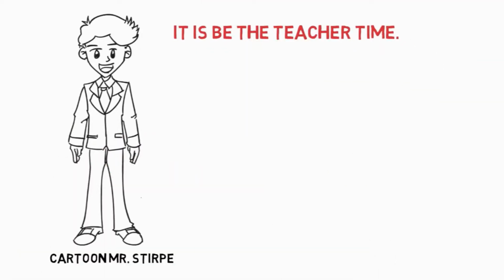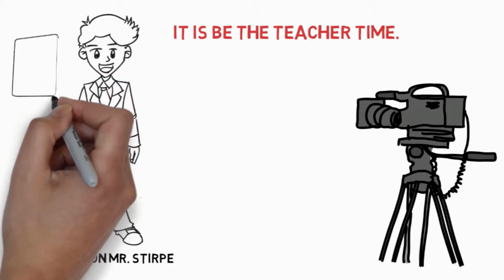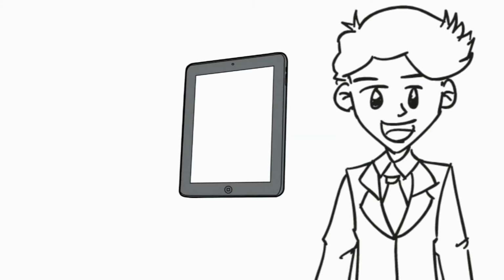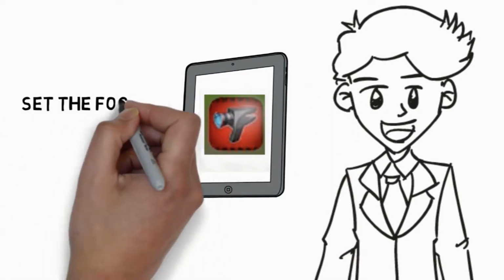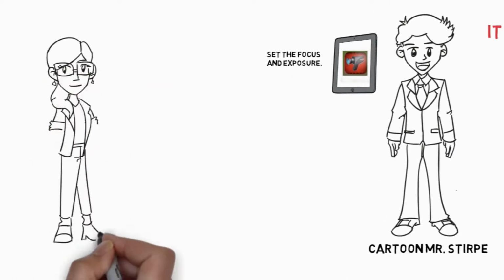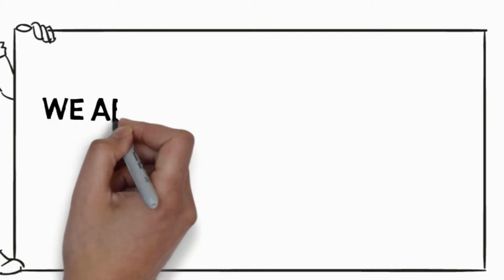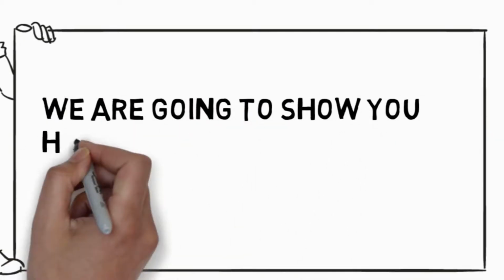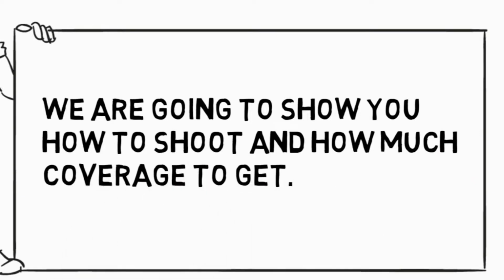Today I'm going to show you how to film a movie. As many of you know, I use my iPad to do my filming, and I use an app called Filmic Pro. It allows you to set the focus and the exposure, and I'm going to use it to film what is called coverage today. My friend Laura is going to come over to film a scene. We're going to show you how all the pieces come together and how much coverage to get in a movie shoot.